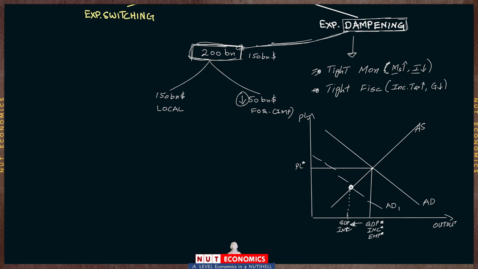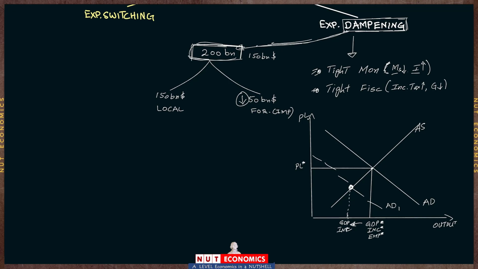Now, did someone say something? Was it you? Yes, tell me. I said it wrong. Yes, good, somebody picked it up. I gave the expansionary monetary policy, loose monetary policy one. Tight monetary policy would be a lowering of money supply and an increase in interest rate. Good, you picked it up.